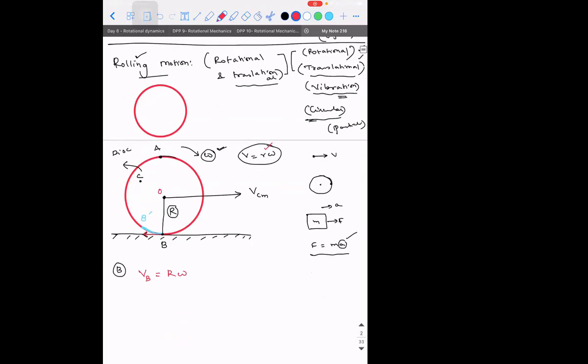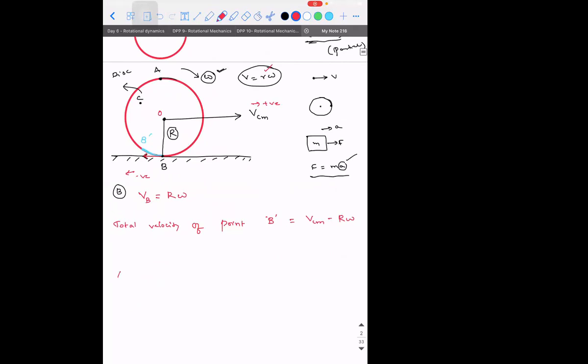So if I say the total velocity of point B, what is the total velocity of point B, guys? It will be VCM. VCM is to the right and R omega is to the left. So VCM minus R omega. Is there any doubt till this time? Because VCM is to the right. If I take this direction as positive, this direction obviously is going to be negative. Am I clear till this step? Okay.